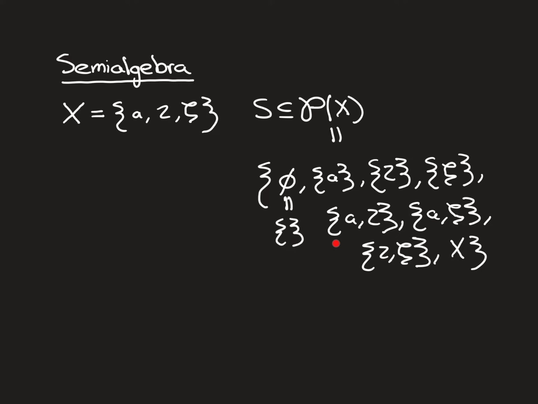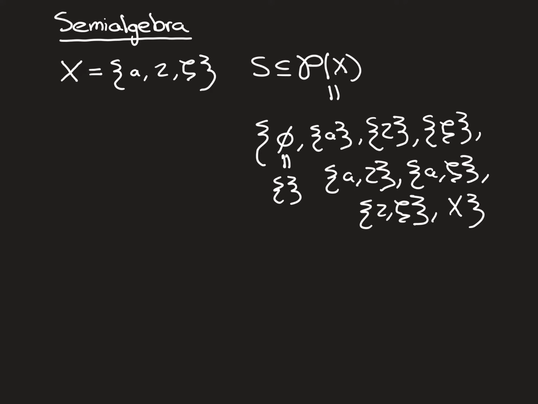So this is the power set of X, and you can see it's got 1, 2, 3, 4, 5, 6, 7, 8 things in. So 2 to the power of 3, because you can either include this or not include this, you can include this or not include this, include this or not include this, so it gives 2 times 2 times 2 different options, 8. So a semi-algebra is going to be a subset of this.